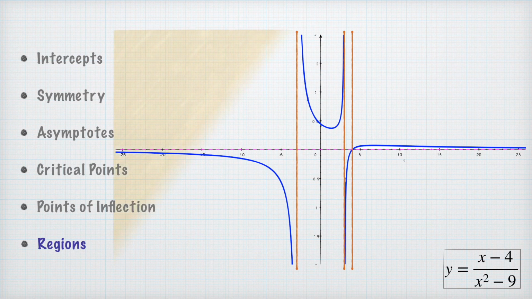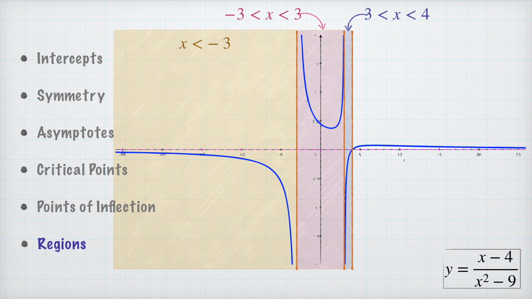The leftmost region is the region where x is less than -3. The next region from the left is the region where x is in between -3 and +3. The third region from the left is the region where x is greater than 3 but less than 4. And the last region from the left is the region where x is greater than 4.